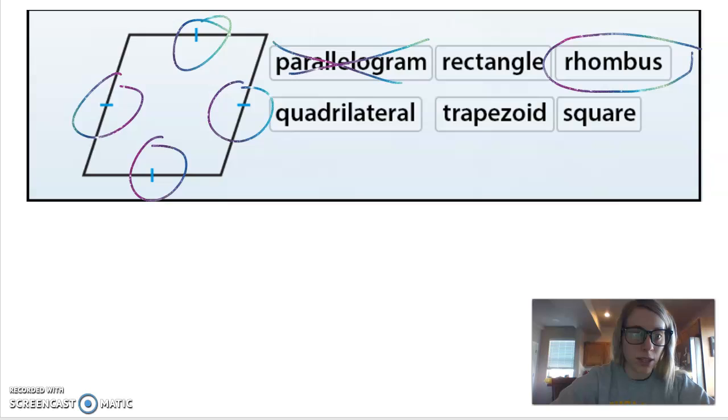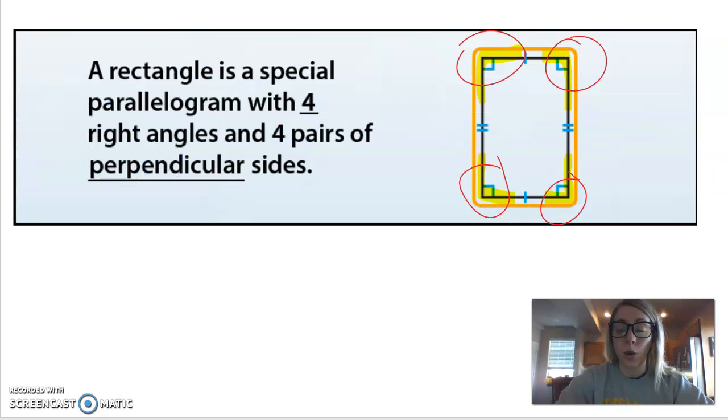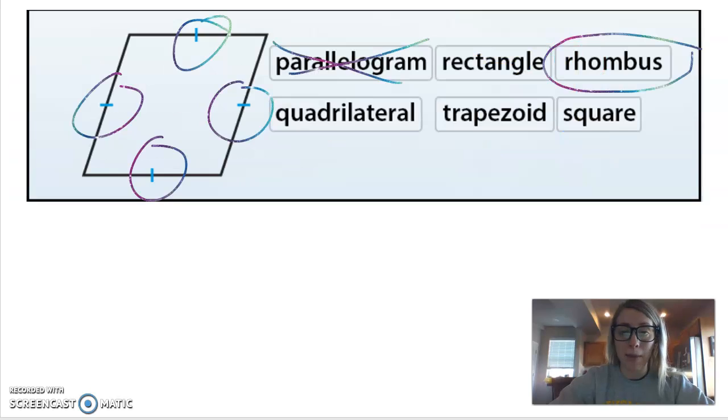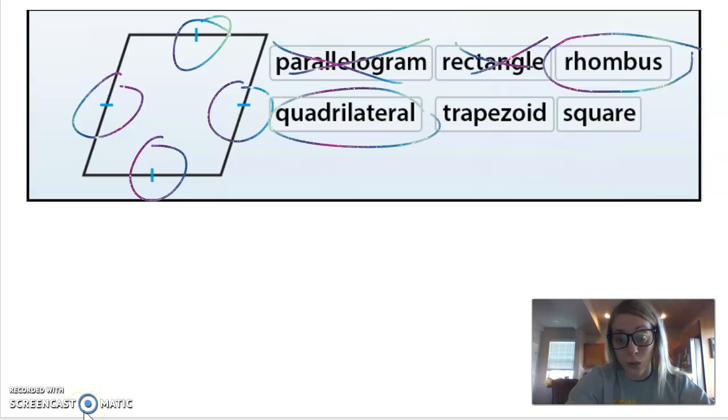So now let's see if this classifies as a rectangle. A rectangle has to have 4 right angles. Does our image have 4 right angles? No, it does not. So I'm going to cross out that one, okay? We know that this is a quadrilateral, yes, because it has 4 sides, and we're working with quadrilaterals today. So pretty much everything can be classified as a quadrilateral.